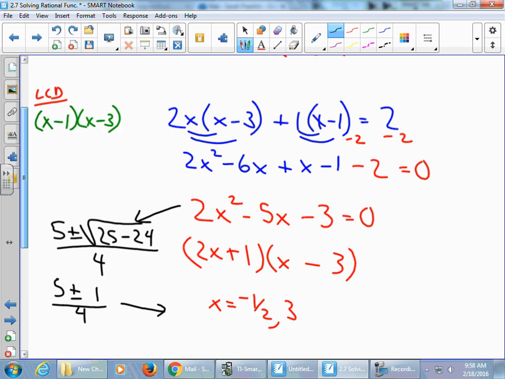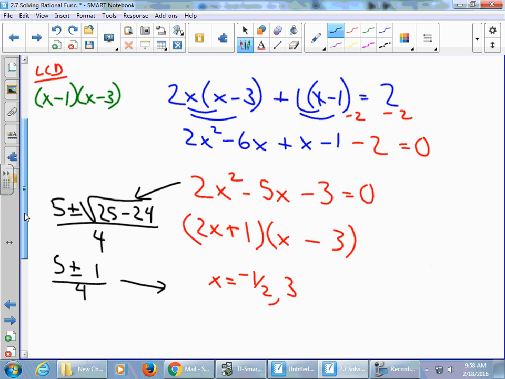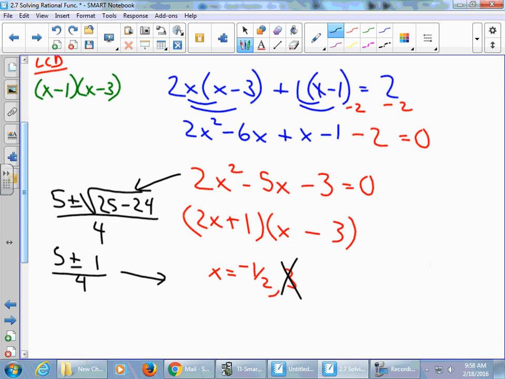So as you guys are saying, you go back and check. If I put 3 in there, it would be extraneous. My only answer is x equals negative 1/2.